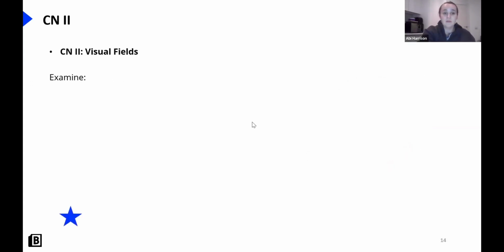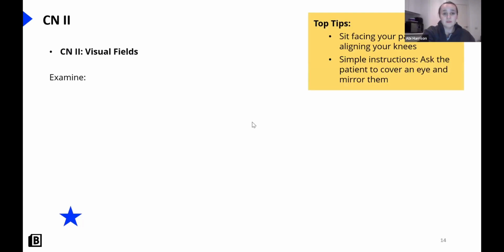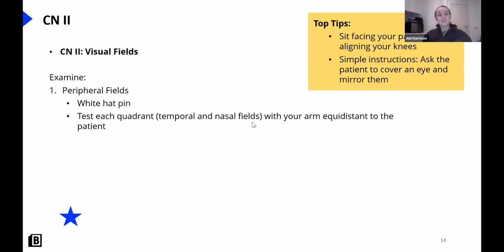So for your visual fields, we've done acuity, we're moving to the F, visual fields. My top tips are to sit facing the patient, as I said before, so you're at their level, and give them as simple instructions as you can, but we'll speak through them as we go through the different components. So your first part is your peripheral fields, which is really commonly done poorly, and it's because of a really correctable error. With your visual fields, you're trying to test each quadrant of their vision.